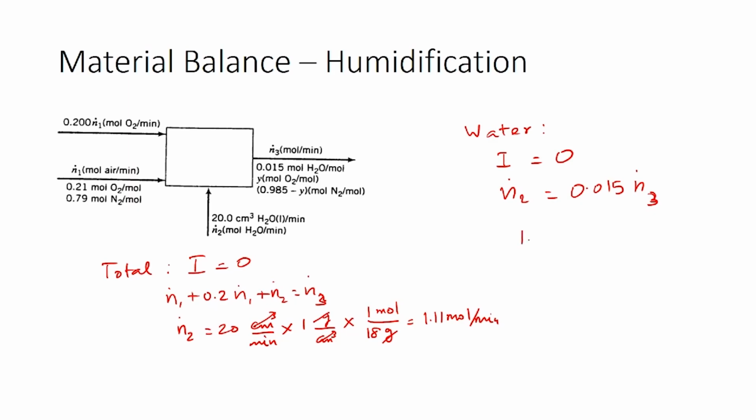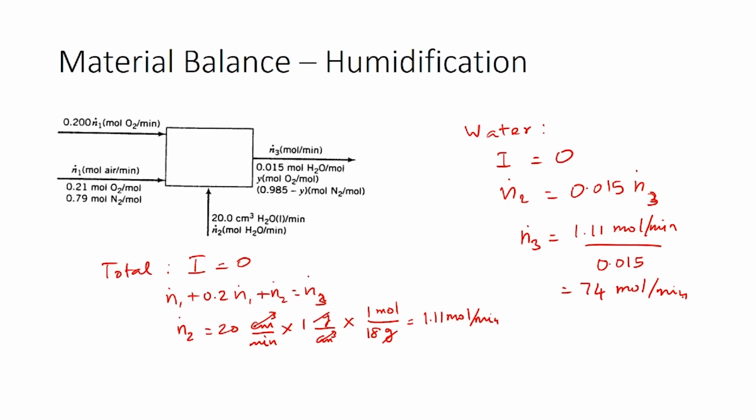So, N3 dot is equal to 1.11 moles per minute divided by 0.015, which gives you a value of 74 moles per minute. So, the final humid air leaving the system is leaving at a molar flow rate of 74 moles per minute. We still need to calculate the concentration of oxygen and nitrogen in the final stream. Only then would the entire flow chart be completed.